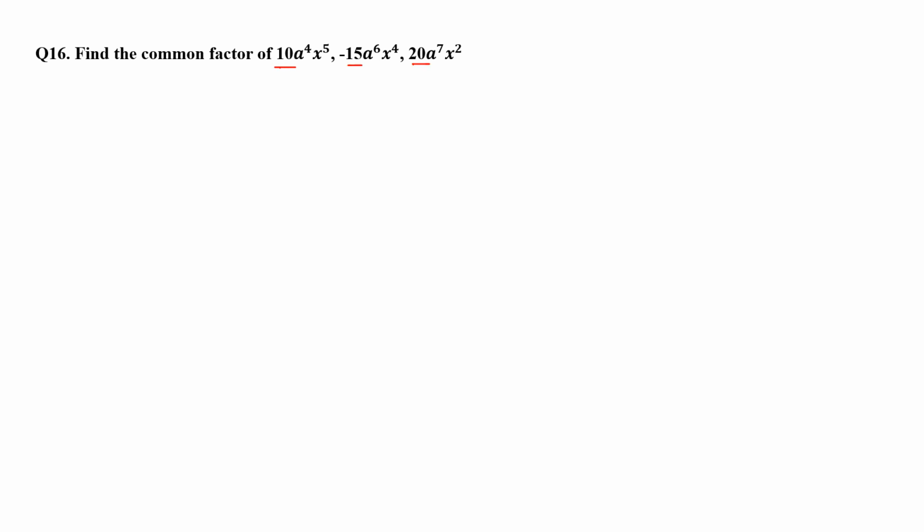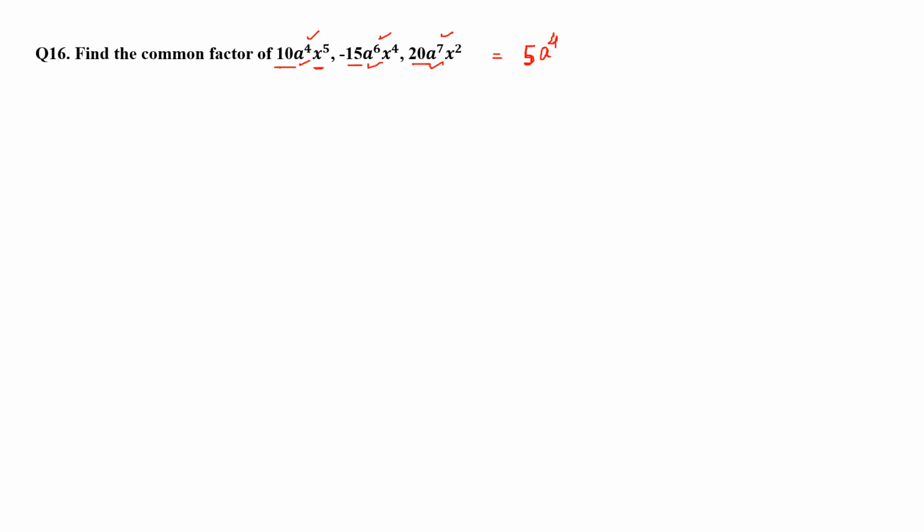So from here I can see that 5 will be the common factor. Okay, 5 table, all the three numbers will come. Next, if you see, the variable A is present in all the three places. When the variable is present in all the three places, the common factor of the variable you have to take as the variable having the lowest power. So the powers here are 4, 6 and 7. So the lowest power is 4. So A to the power 4 will be common.